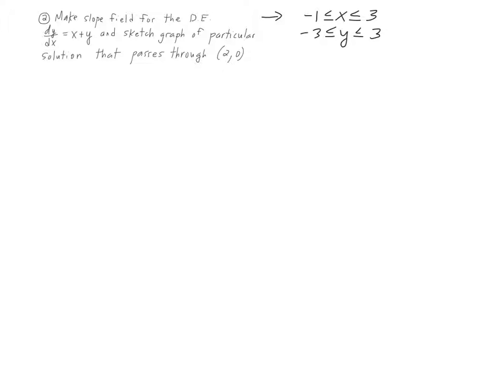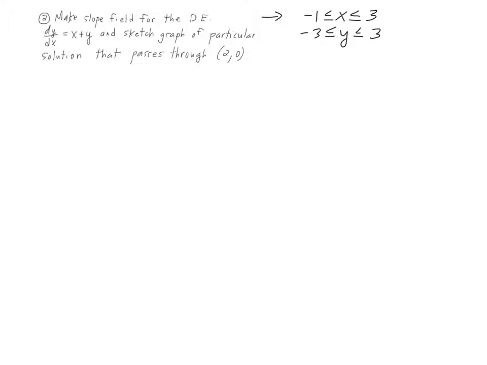All right, last example here. We are looking to make a slope field once again, but this time our differential equation is dy/dx equals x plus y. So notice right away how we have not only just an x, but also a y. Then we're going to sketch the graph of the particular solution passing through (2, 0). And by the way, we're going to do this sketch between -1 and 3 for x values, and -3 and 3 for the y values.